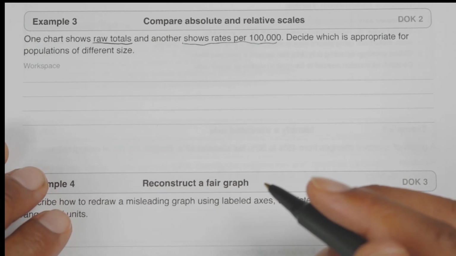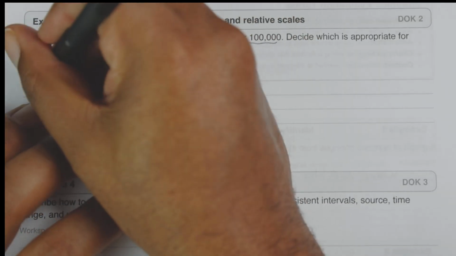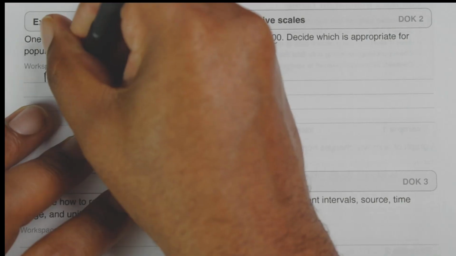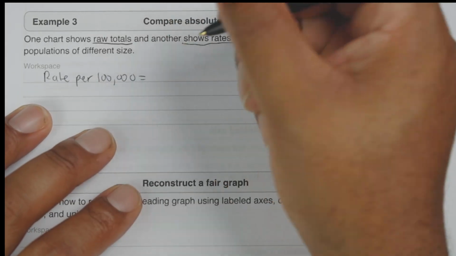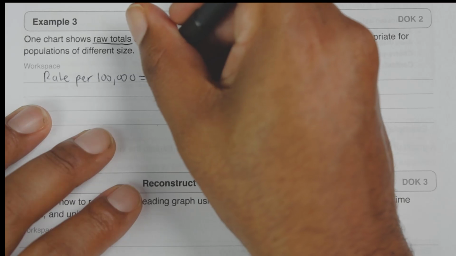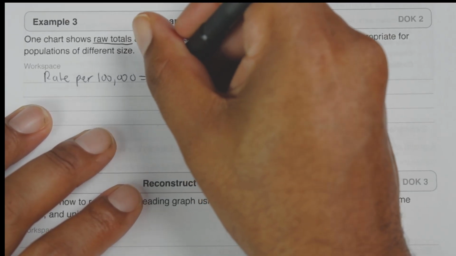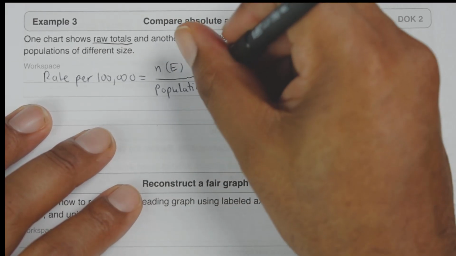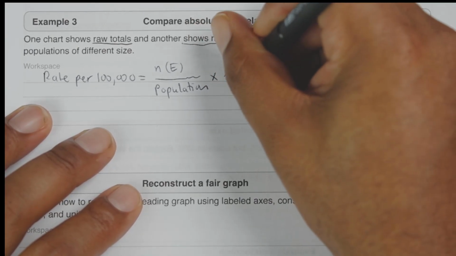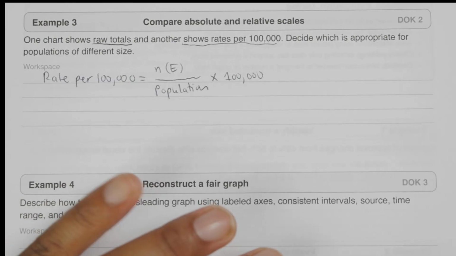So the formula is basically rate per 100,000. Okay. So rate per 100,000 is equal to the number of events divided by the population, and then that's going to be times that 100,000 number. Okay. So suppose city A has 1,000 events, right?